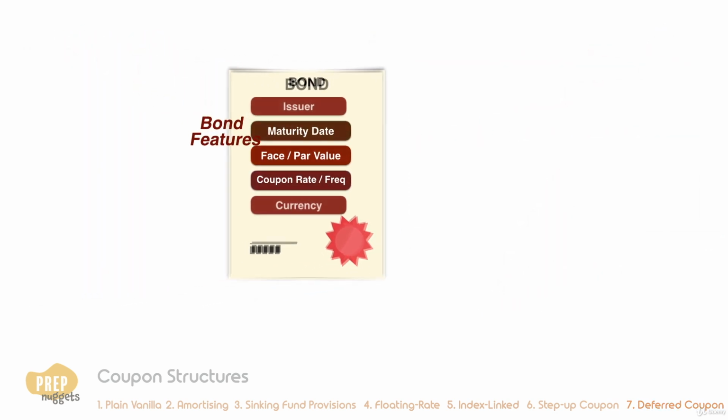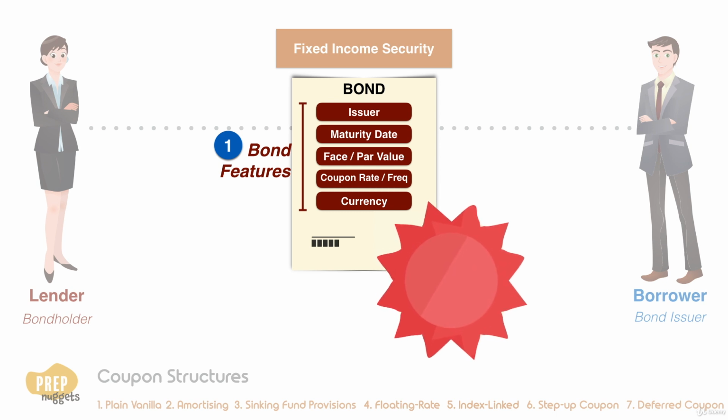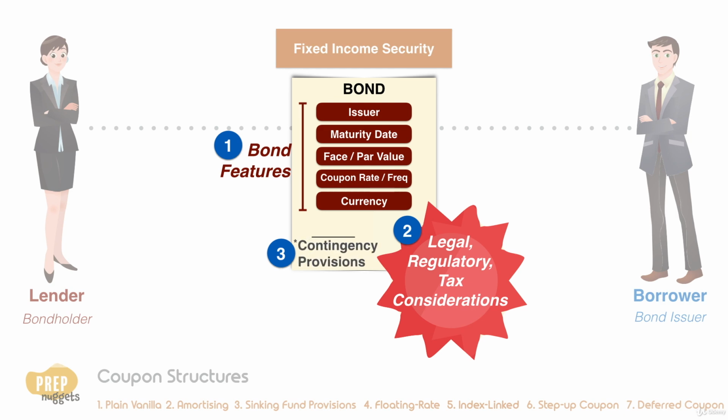And that concludes this introductory lesson. We've learnt the 5 main basic features of a bond, plus the various types of coupon structures. In the subsequent lessons, we shall look at the legal, regulatory, and tax considerations for bonds, as well as the contingency provisions.